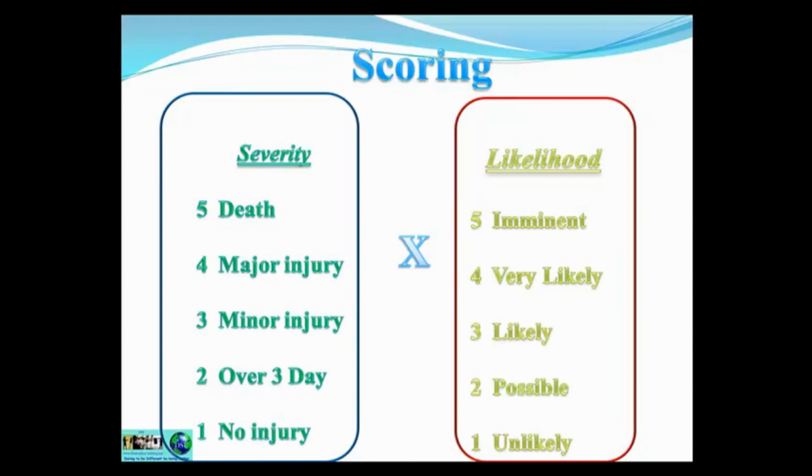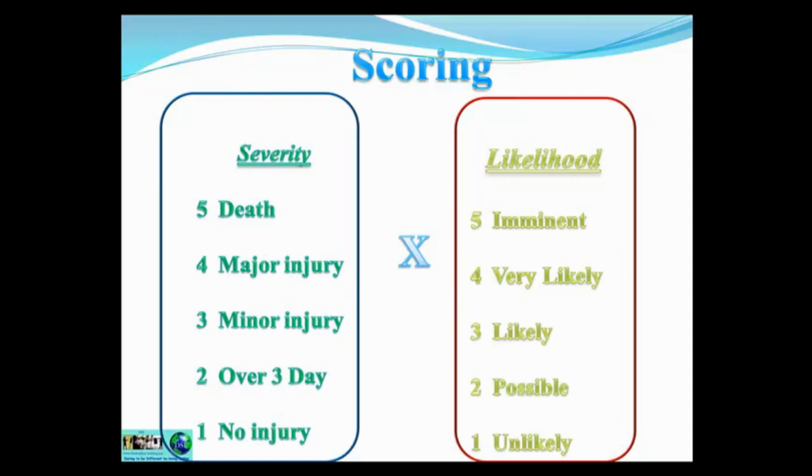Now from that figure there, 4 times 4 is 16. Or even if we had 5 times 4 or 4 times 5 would give us 20, or even 5 times 5 would give us 25. With either of those scores, with that kettle, that gives us a high score. And with all risk assessments, you must undertake measures with the high scoring risk assessments before the medium scoring risk assessments, and certainly before the low scoring risk assessments.